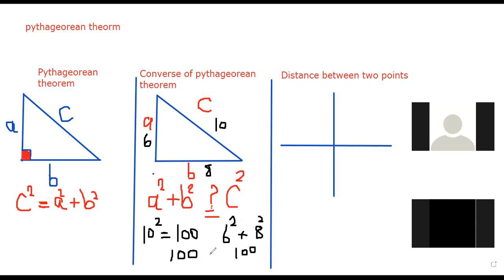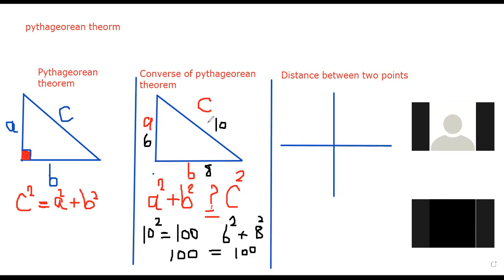So which sign can we put here now? Equal or not equal? Equal. Right? Once we have the equal sign, we will say that this triangle is a right angle triangle. Okay? Let me give you another question. With the converse of the Pythagorean theorem, I give you three sides, and you say whether these three sides form a right triangle or not. How are we going to do it?